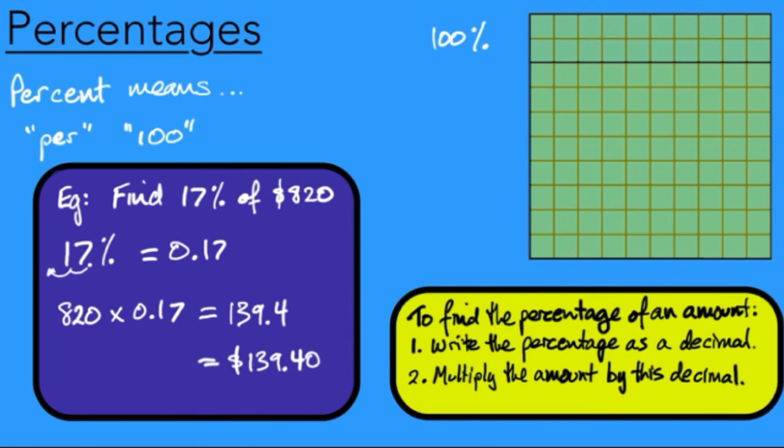Last little bit of info is just to think, what does 100% represent? I've shaded all 100 boxes here, which is 100 out of 100. 100 divided by 100 is 1. So it's important for you to know that 100% of something can be represented as the integer or the value of 1. All right, that's our intro to percentages, what they are, and a little bit of a taster on how we work with them.